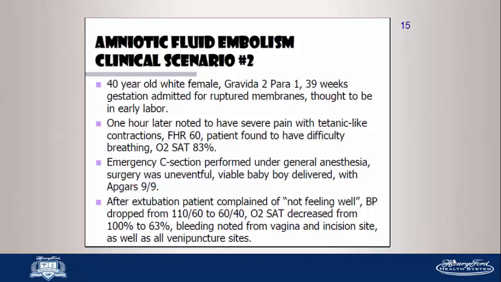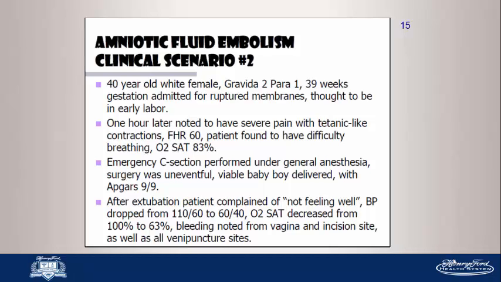A 40-year-old white female, so as you can see, an older mother. She's a gravida 2 para 1. She's 39 weeks and is admitted for ruptured membrane. Remember, this is the clue. And she was thought to be in early labor. 1 hour later, she was noted to have severe pain and tetanic-like contractions. Remember, this is what pushes the fetal antigen into the maternal circulation. And then there was a drop in the fetal heart rate to 60, and she was having difficulty breathing.